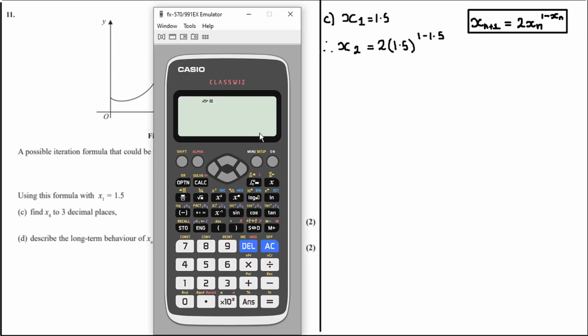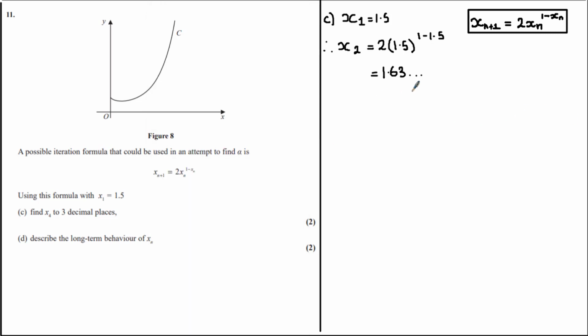So let's just pop over to the calculator to work this out. Okay, so let's write it as it is: 2 multiplied by 1.5 raised to the power of 1 minus 1.5 gives us a value of 1.63 and so on, which we can just jot down. Okay, now in order to find the next term, we could follow the same process, but our calculators can do the job a lot quicker, and let's show you now.